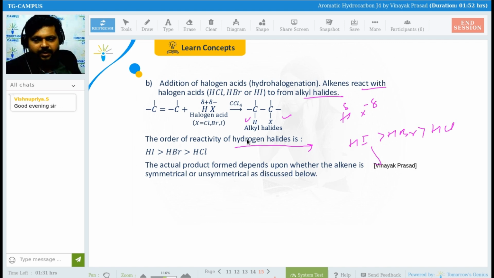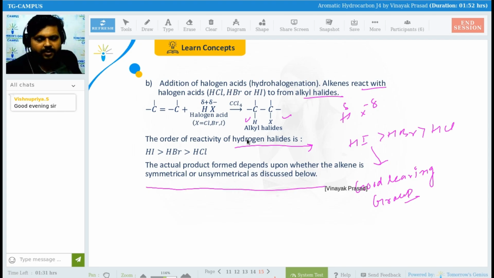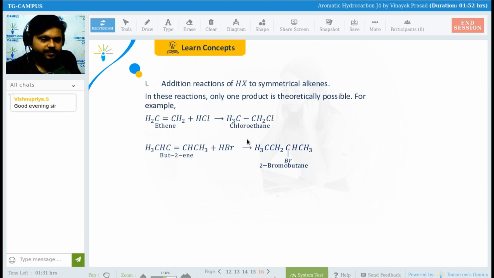Why am I saying HI first? Because I is a better leaving group, a good leaving group, as it has a longer bond length. Good leaving group, right? Clear, everyone? Now we'll be seeing symmetrical and unsymmetrical alkenes in the next part. Got my point? See this figure, see this paragraph, then we will be looking ahead.